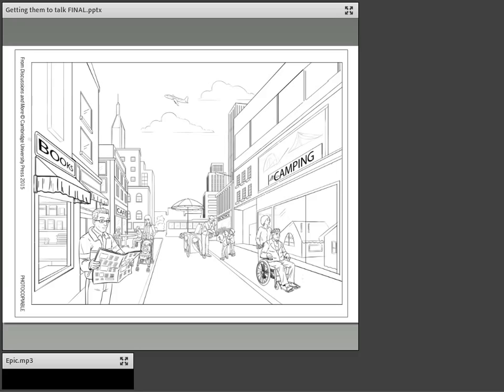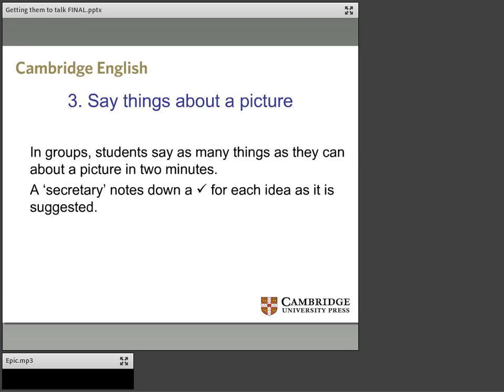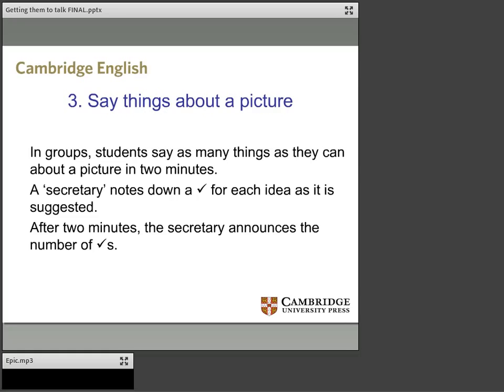So they say things like, there's a man reading a newspaper, the man has glasses, there's a bookshop, there's a camping shop, an airplane in the sky, and so on. It doesn't have to be full sentences even. And a secretary notes down a tick for each idea as it's suggested. After 2 minutes, the secretary announces the number of ticks.